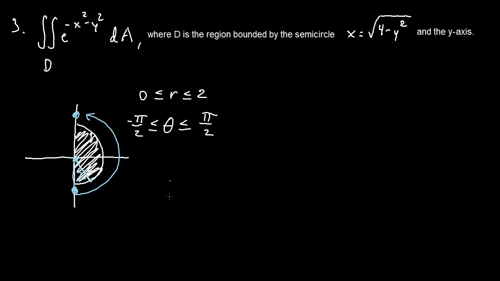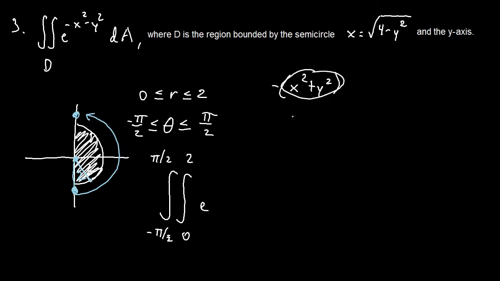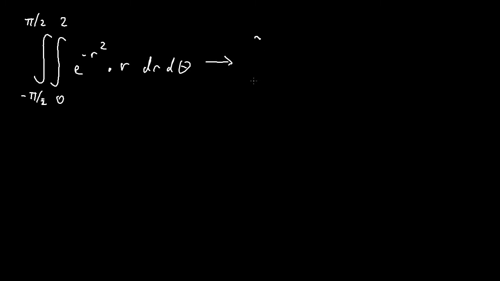So rewriting the double integral, the theta bounds are on the outside, from negative pi over 2 to positive pi over 2. The r bounds are on the inside, from 0 to 2, of e raised to the power of negative x squared minus y squared. If I factor out the negative, we get negative 1 times x squared plus y squared. Remember, x squared plus y squared is equal to r squared, so we basically get negative r squared. Don't forget, we do have to multiply by the variable r, and then we have dr d theta. So rewriting the inner integral, we have the integral from 0 to 2 of r times e to the negative r squared dr.